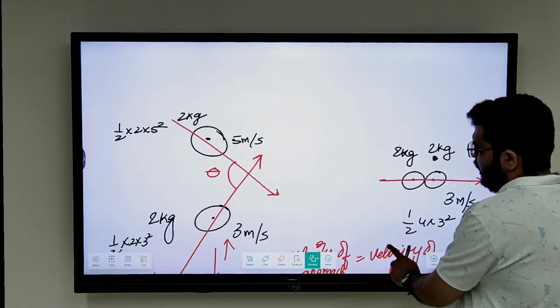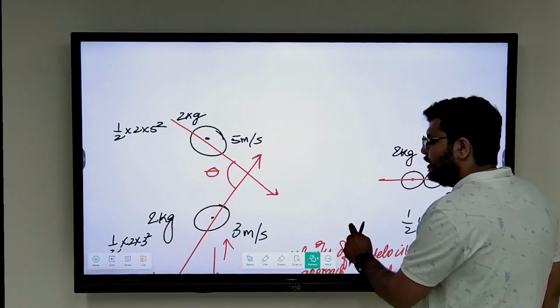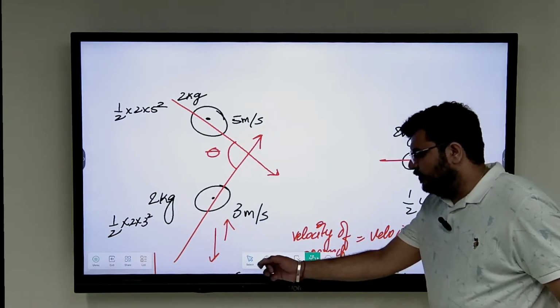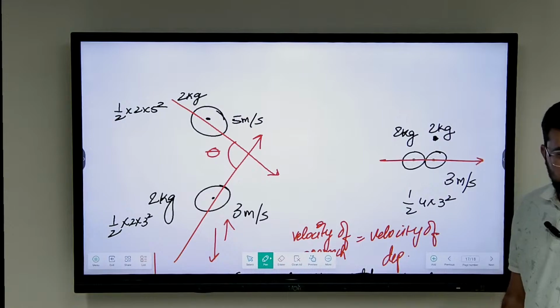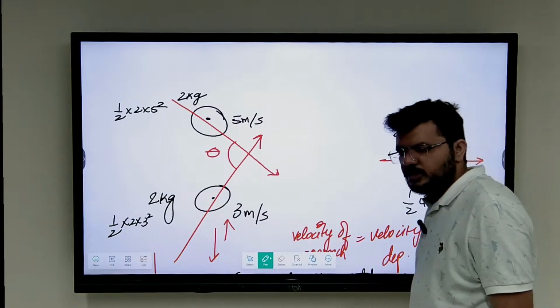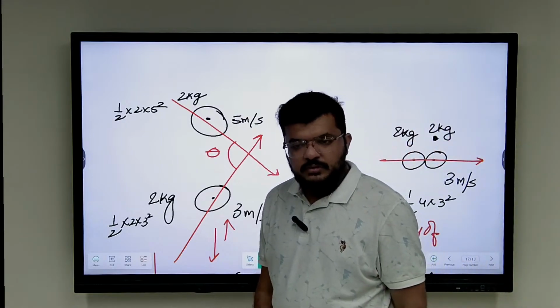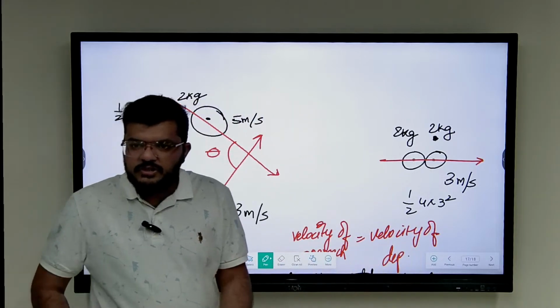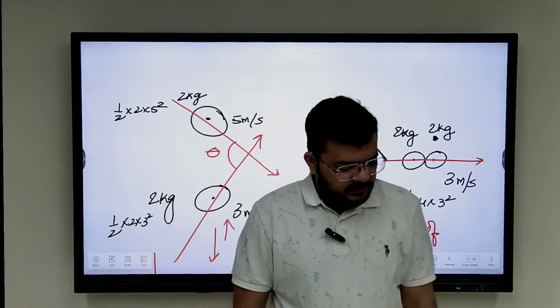You can just write it. But sometimes they will ask for energy, so use energy. But if it is a 1 mark question, then for sure you have to use velocity of approach is equal to velocity of departure. Whenever it sticks together, it has to be an inelastic collision, right?